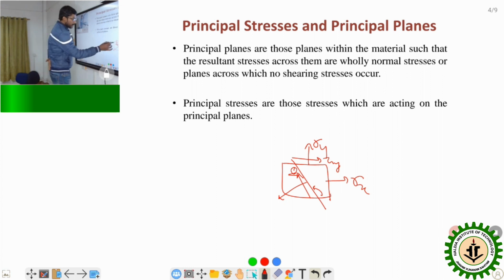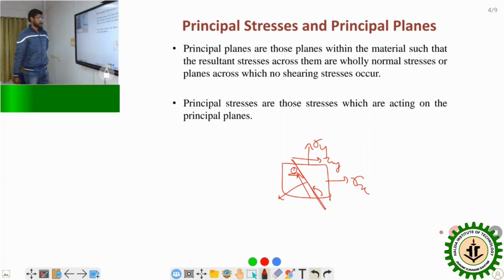This particular plane is known as the principal plane, and the stress on this principal plane is known as the principal stress. So in summary, principal stresses are those stresses present on the planes where shear stress is absolutely zero.